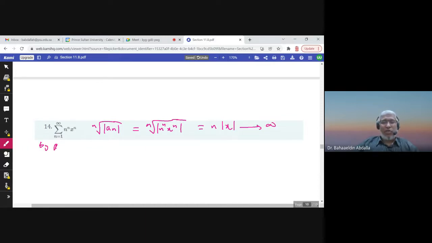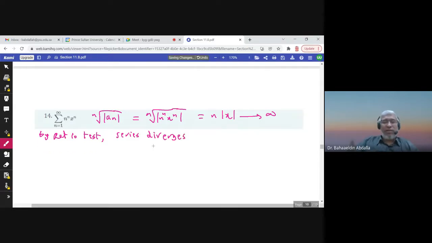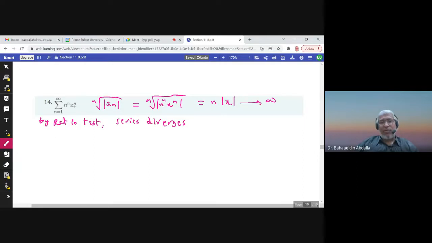So by the root test, the series diverges. But we know that it converges if x is 0, only if x is 0, except at x equals 0, because 0 is the center. Notice that 0 times infinity is an indeterminate form, and if you replace x by 0 here, you will get summation of 0. So it converges to 0.